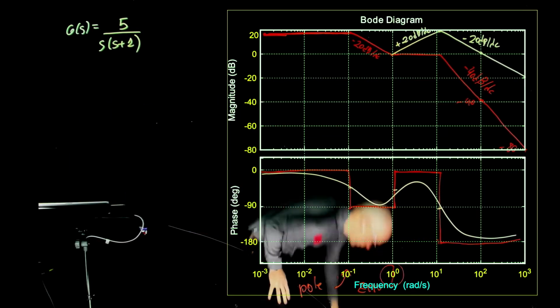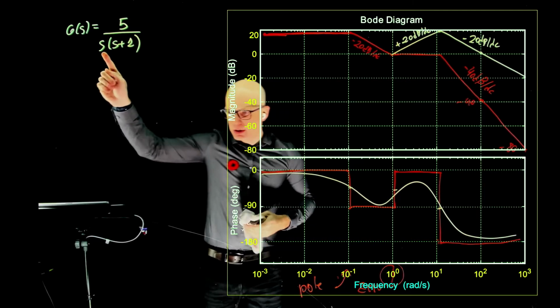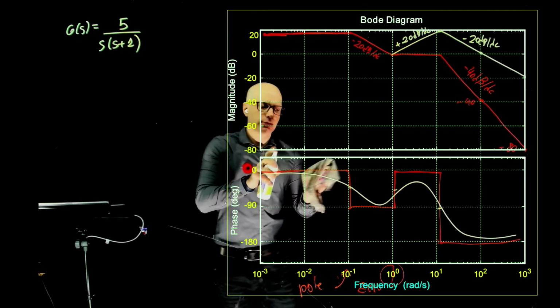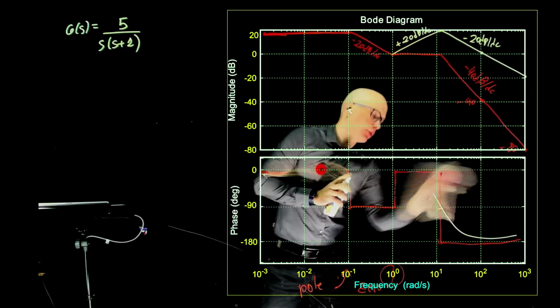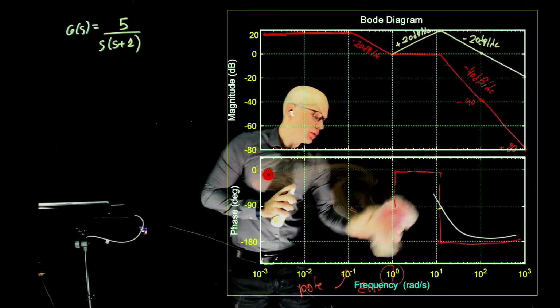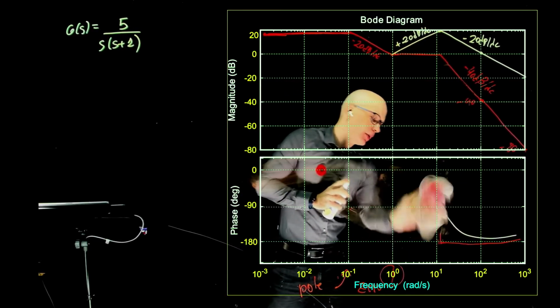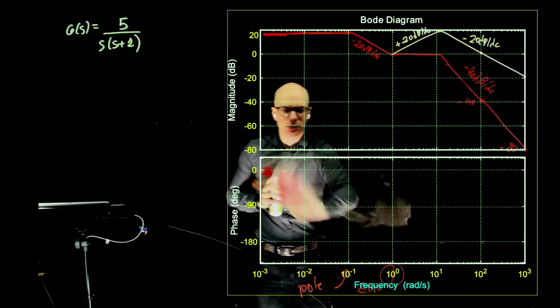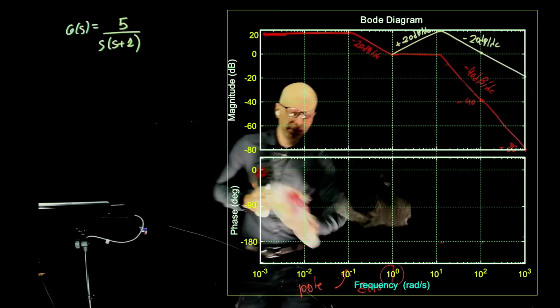And this one is a bit different because there is a pole at the origin of the S-plane here. So what do we do with this one? If you go down to the low frequencies, that pole is actually affecting the low frequencies as well. So that's a problem.